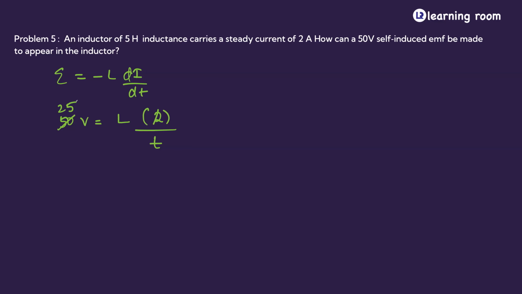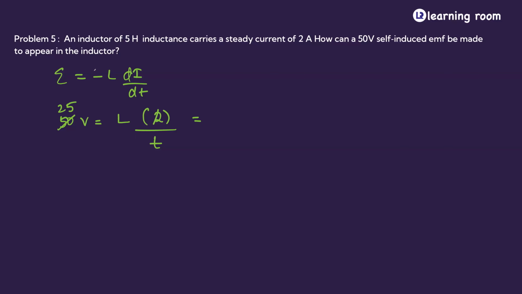What happened? It can be anything. No, final. So 2 to 0 is 2 only. I'm only taking the change. Minus or plus, that's what I told you in this chapter. You should know where to use minus L into di by dt and where not to use it. As long as you don't know which point is positive and which point is negative, why are you concerned about negative or positive?